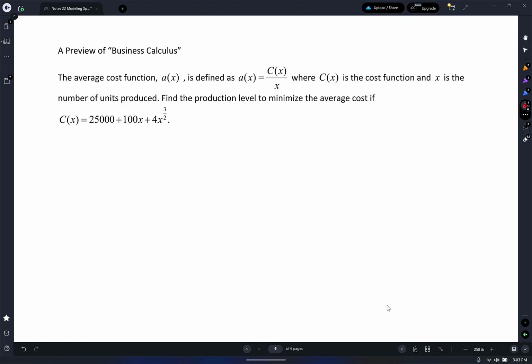So look, you're a manager for a company that's making goods or products. Look what it says. The average cost function A of x is defined by the cost divided by x, where C of x is the cost function, and x is the number of units produced. Well, yeah, that's how you get the average cost. The total cost divided by how many units you produced. It's the average cost per item. Does that make sense? Focus, Lavelle. Focus real quick. Find the production level to minimize the average cost.